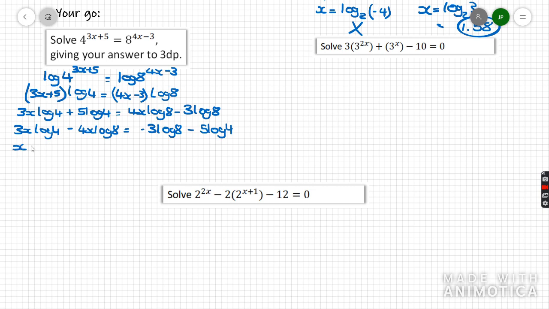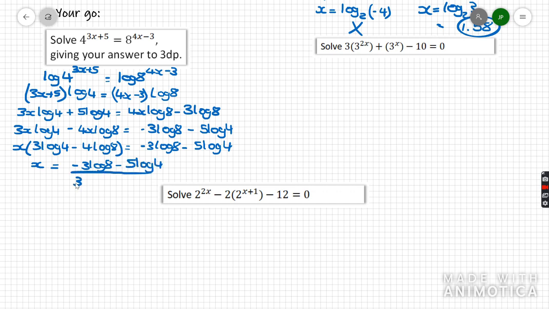Factorise out x, so I'll have x lots of 3 log 4 minus 4 log 8, again equals minus 3 log 8 minus 5 log 4. And finally I can divide underneath, so x is going to equal minus 3 log 8 minus 5 log 4 all over 3 log 4 minus 4 log 8.